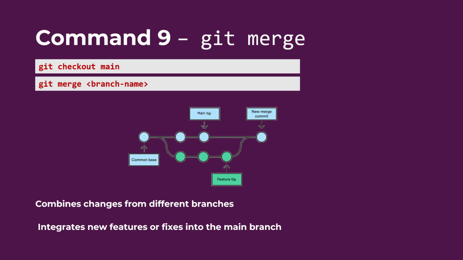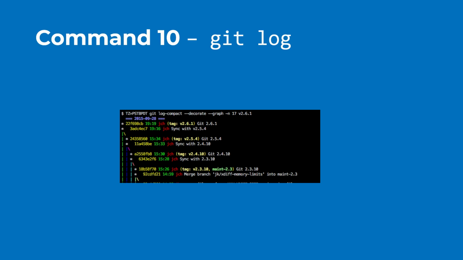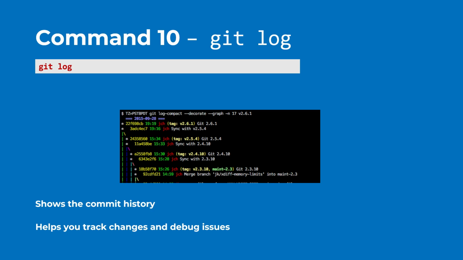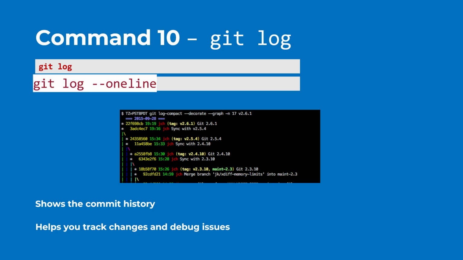Command number 10 is git log. It shows the commit history, and it's important because it helps us track changes and debug issues. In this case, we simply write git log, or we can write git log --oneline for compact view.